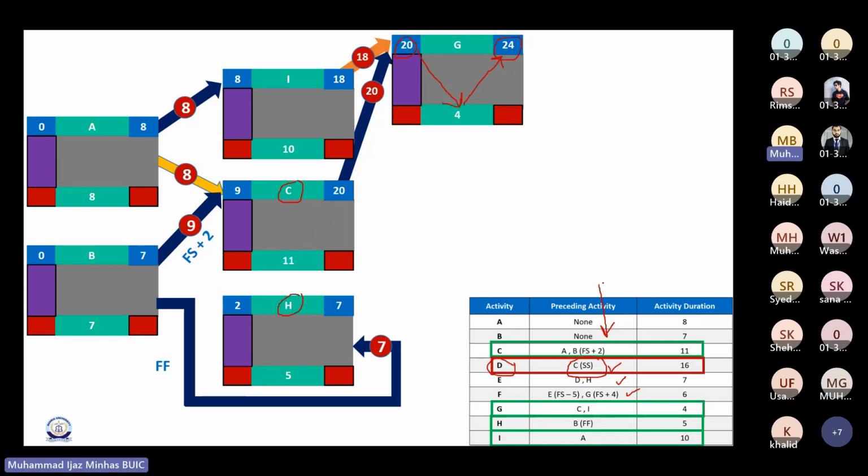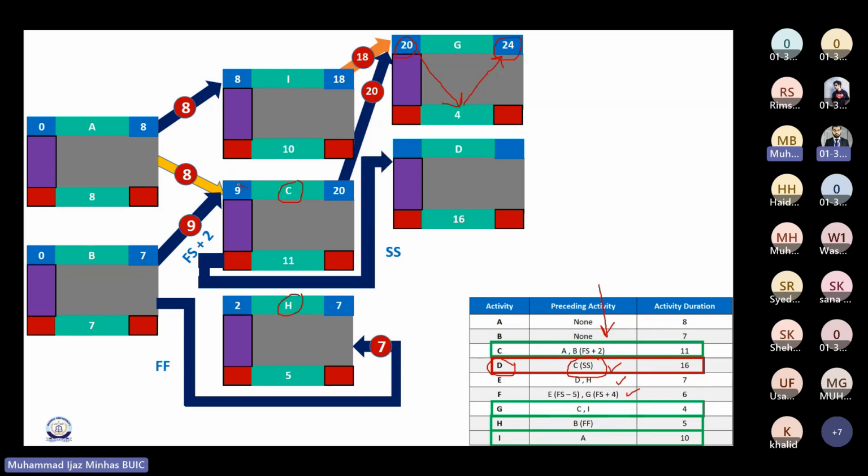So the next activity that I'm going to draw here is activity D, and it has a start-to-start relationship with activity C, correct? That means we're going to put 9 here. So this activity should also start on day 9 because C is starting on day 9, correct? If activity D starts on day 9, then I will simply add 16 to it. So at the earliest, activity D can be finished on day 25 or week 25, whatever the unit is.